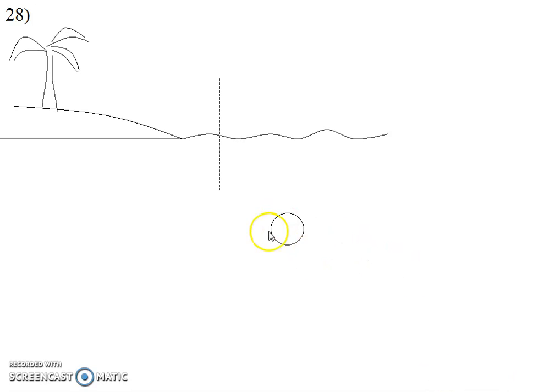We've got Heather underwater here represented by this circle. Couldn't draw all the parts of Heather, just there's her head. Here's the island, and here's the palm tree she's looking at. Here's the water, and here's the normal to the boundary. And so the first question is, which way is the light going? Is the light going from the palm tree to Heather, or from Heather to the palm tree?